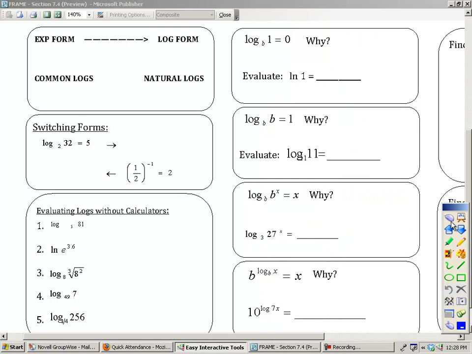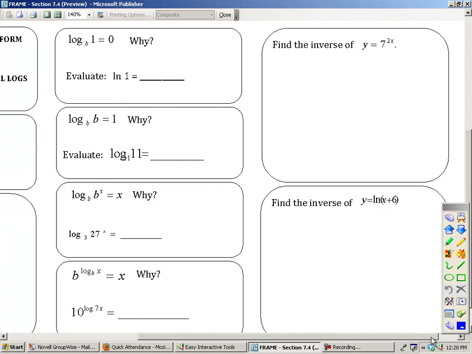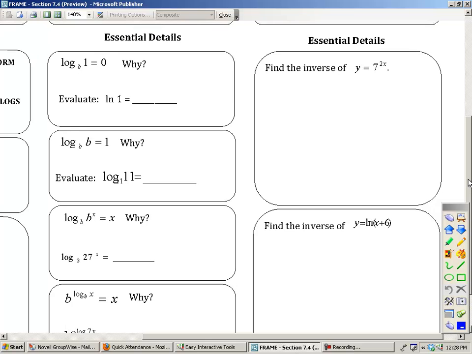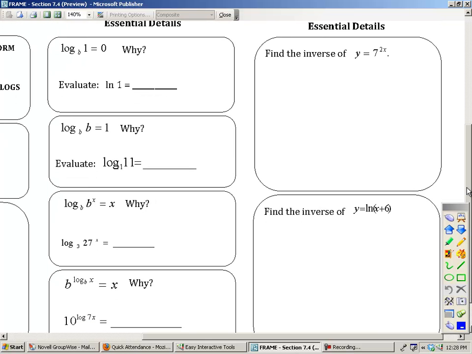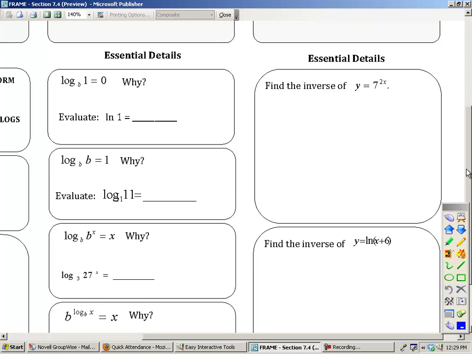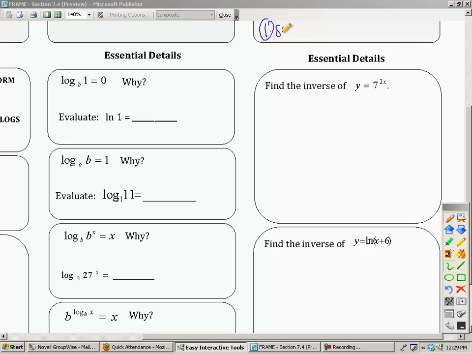So we've covered two things. What is a log? And how do you switch forms? What are some rules for logs? And the third thing that we're going to see here is how do you find an inverse? So I'm going to try and find some space here a second. Okay, here's the biggest thing. To find an inverse: 1, switch x and y. We did this in part A. And 2, go back and solve for y.